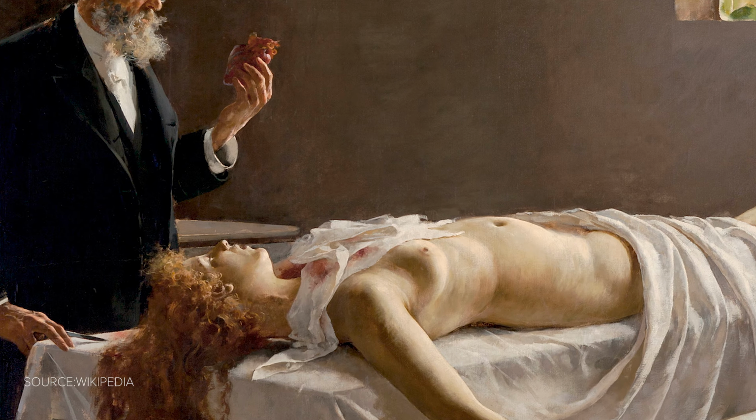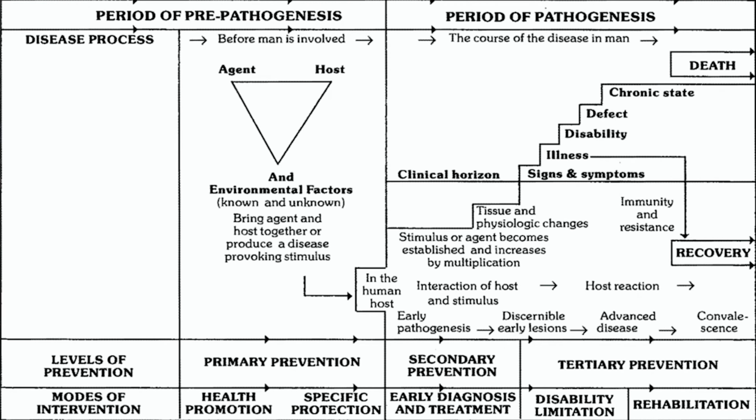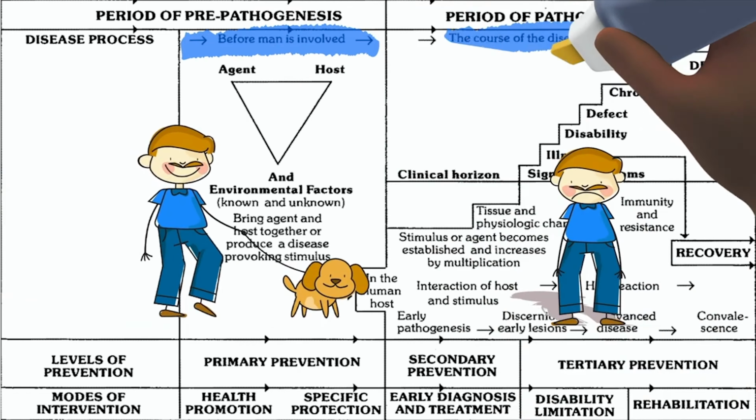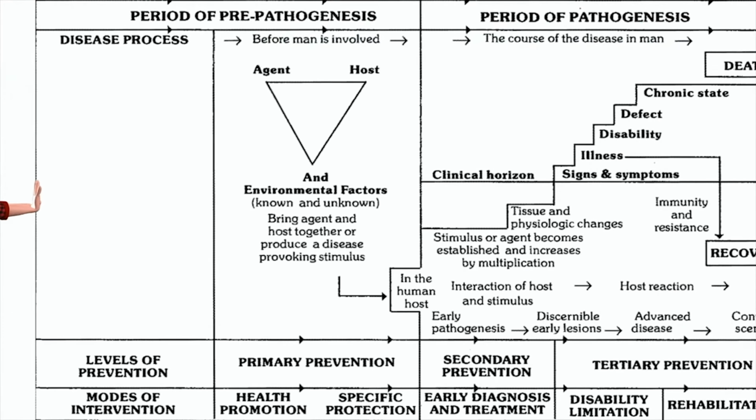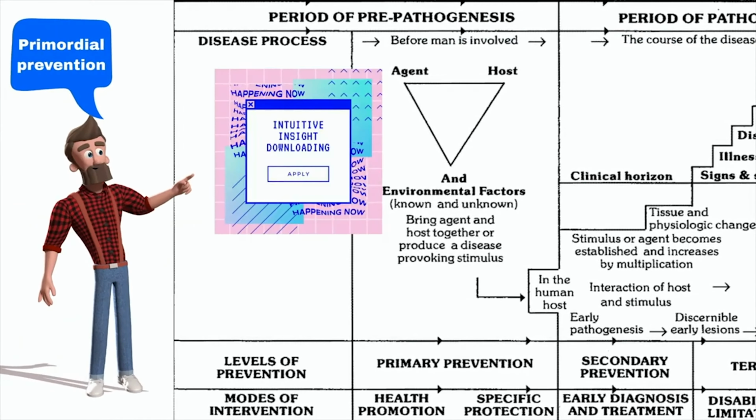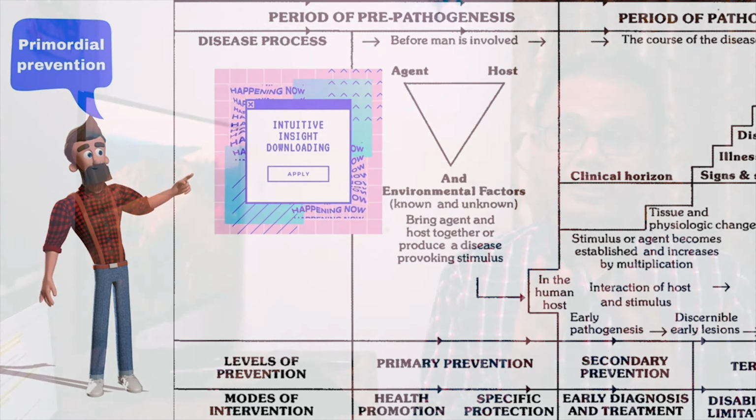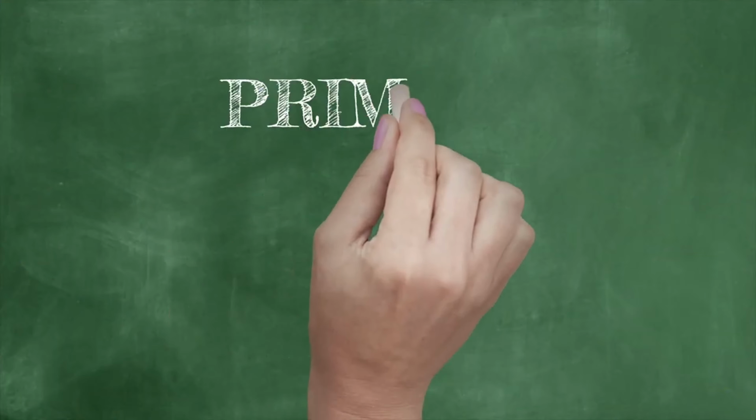To understand the level of prevention, we have to understand the natural history of the disease. How does the disease occur in an individual or in the community? Which are the causative agents and risk factors responsible for the development of any disease? That we have to understand first. It is divided into pre-pathogenesis and pathogenesis period, before man is involved and after man is involved respectively. And the primordial prevention starts before the pre-pathogenesis. That is why primordial prevention looks very intangible or less intuitive, because there is no disease and no risk factors are present. Now let us talk about primary prevention.